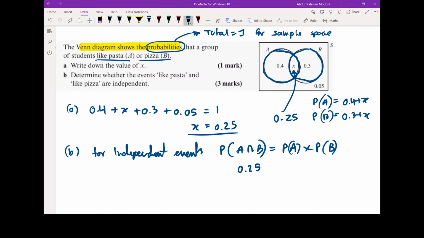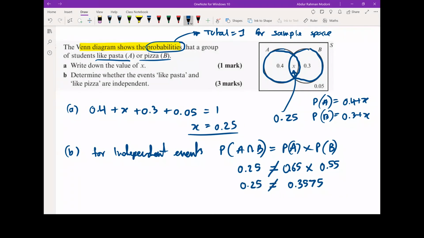So in this case, we can see the probability of A is 0.4 plus the 0.25, which is 0.65. Times the probability of B, which is 0.3 plus 0.25, which is 0.55. We multiply them together to see that actually the answer on the right hand side is not equal to 0.25. You could actually write down what it equals. It equals 0.3575 on the right hand side. And on the left hand side, the intersect of A and B is 0.25.